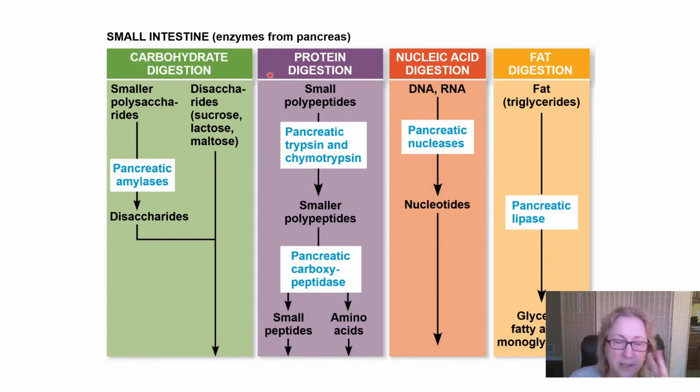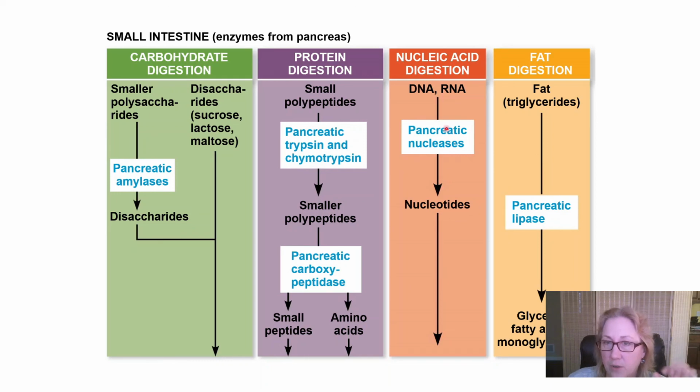Okay, small intestine, there's two slides here for the small intestine. All four of our large macromolecules that we learned about last semester are digested in the small intestine. So there are enzymes from the pancreas that contribute to that. Trypsin and chymotrypsin break down these peptides completely into amino acids. Carbohydrate digestion keeps going from what was started in the stomach.